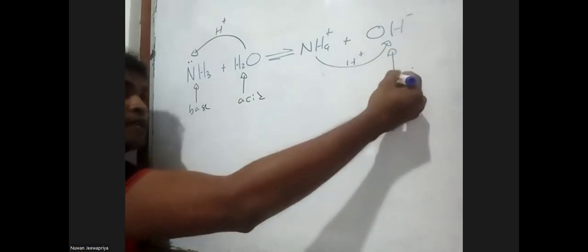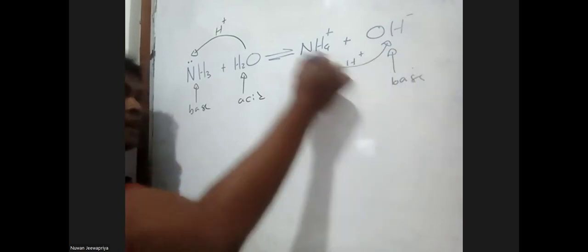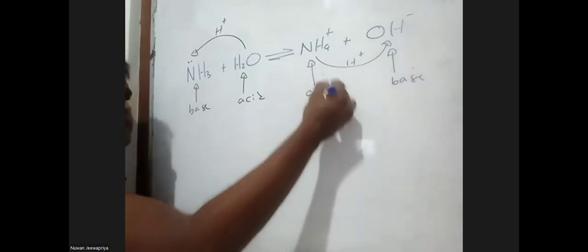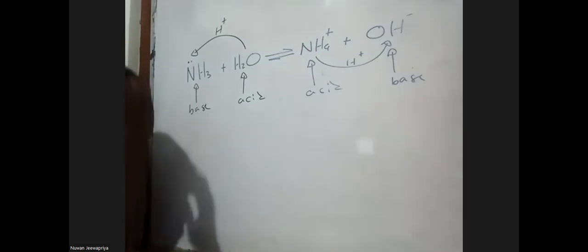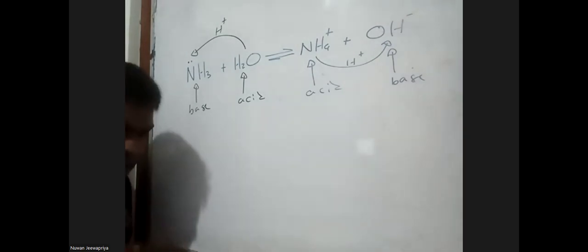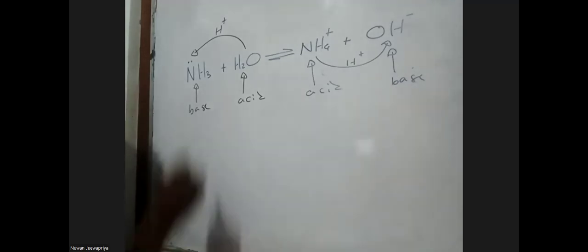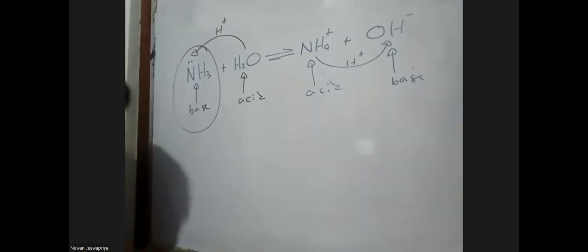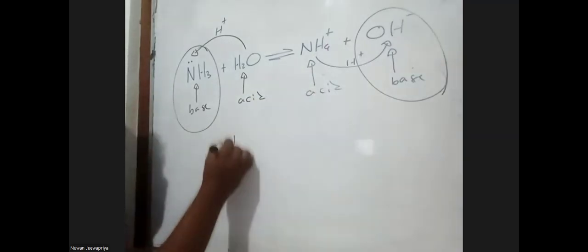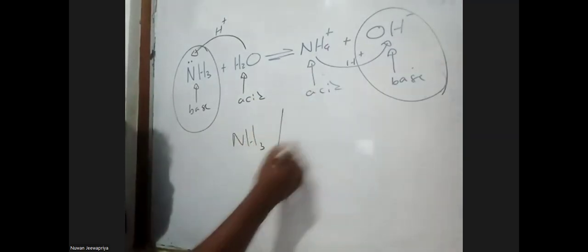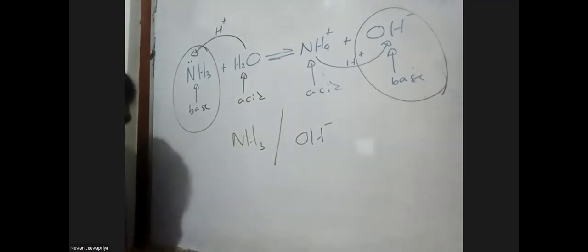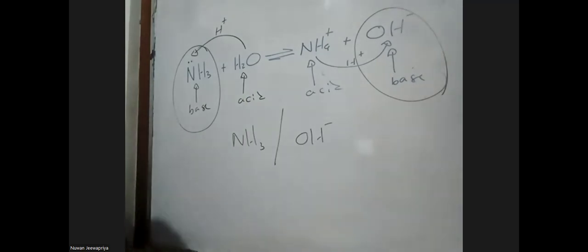So the OH minus is the base and NH4 plus is the acid. So they ask, ammonia reacts with water in a reversible reaction, which are the Bronsted-Lowry bases? See that ammonia is a Bronsted-Lowry base, and the OH minus is the Bronsted-Lowry base. So the answer is ammonia and OH minus. These two act as Bronsted-Lowry bases. So the second one is the answer.